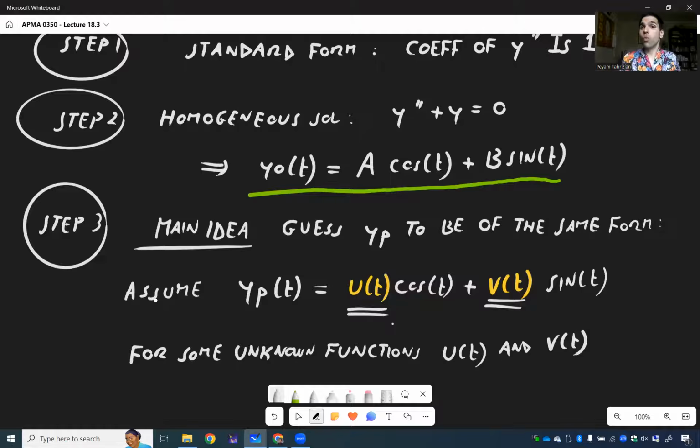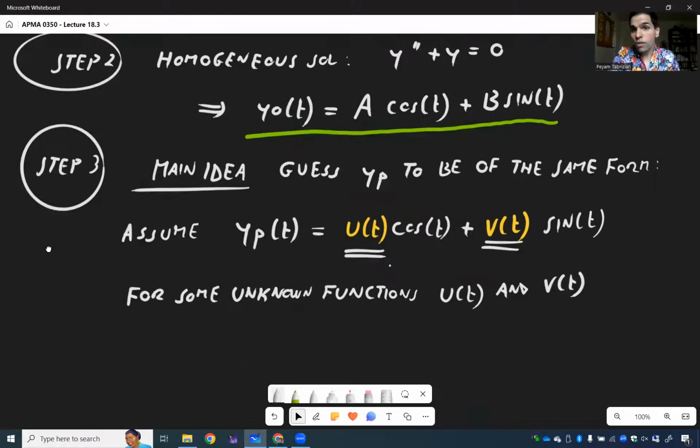Why would that work? Okay, why is there any reason to believe that this method works? It's because u and v are very general. They can literally be any functions that you want. So in particular, we will choose u and v to be functions that solve our equation. So that's why the trick here is really the generality of u and v.